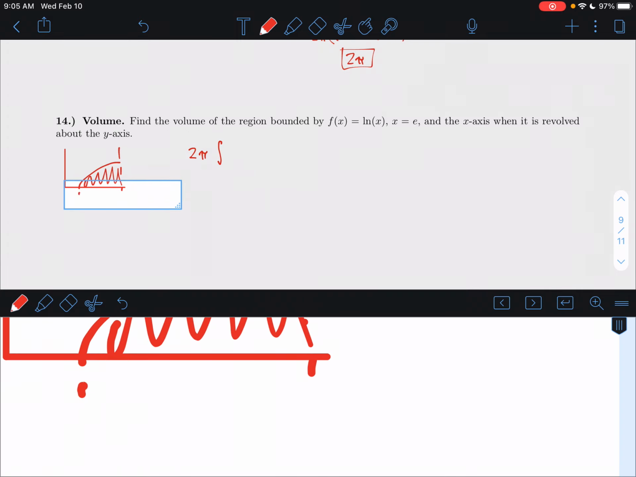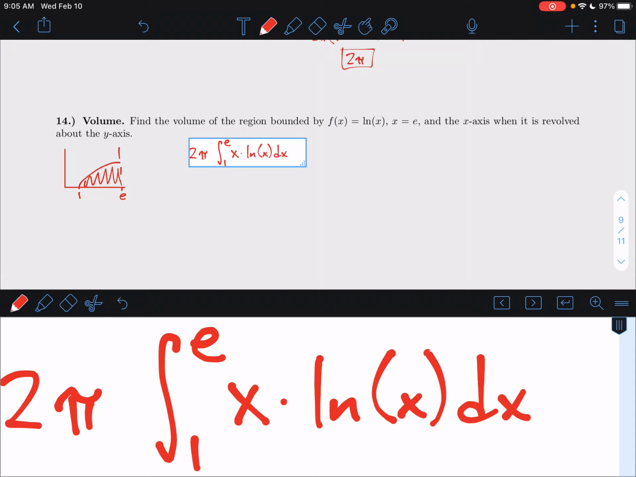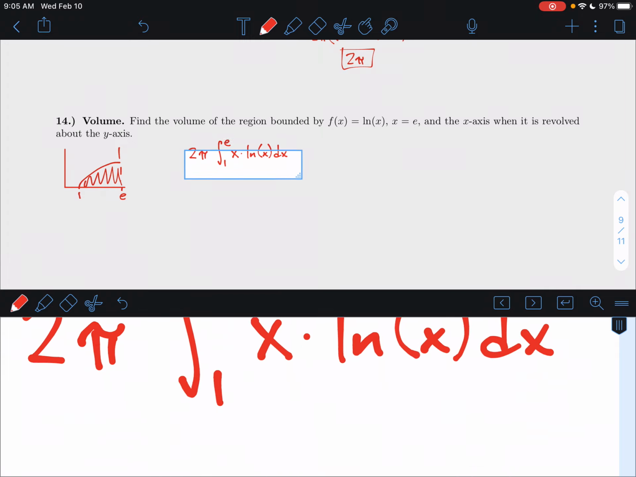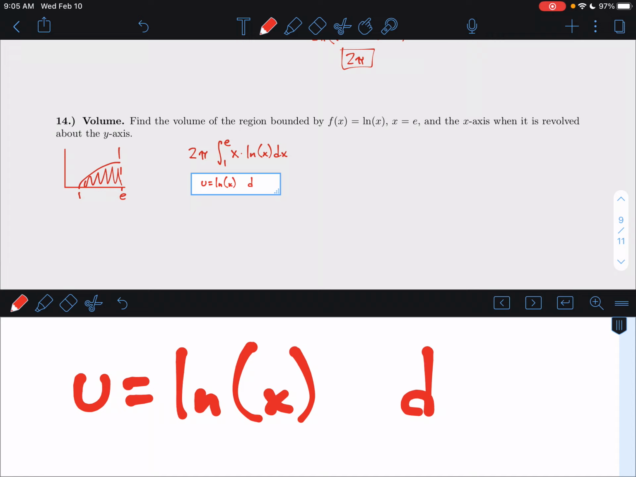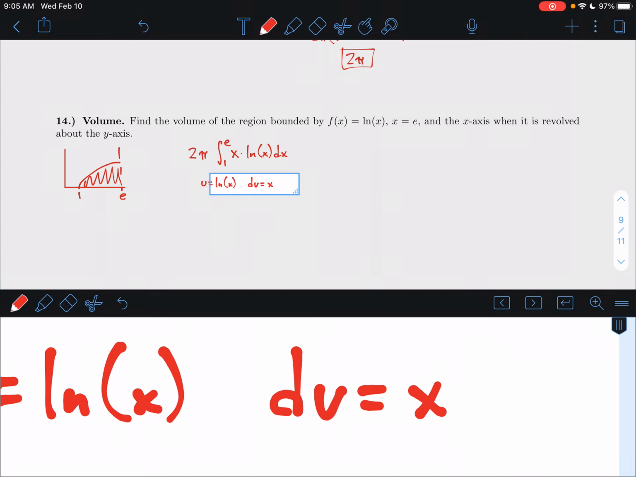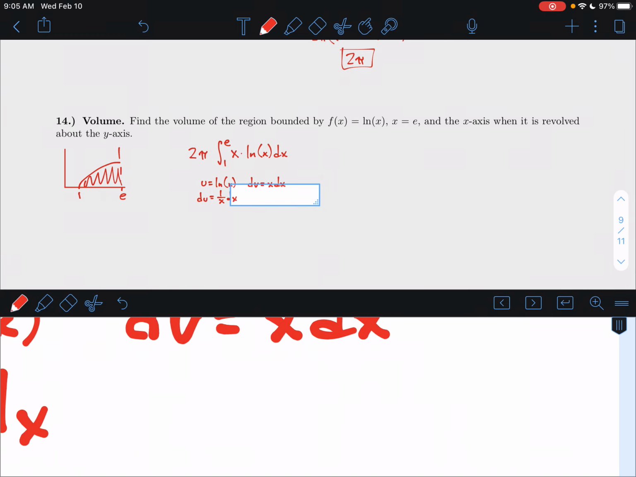So this is the integral from 1 to e of, what is that? It's x times the function, the natural log of x, dx for the shell method. So I have an algebraic and a logarithmic. So logarithmic comes first, which means u equals the natural log of x. dv is x dx. So du is 1 over x dx. And v would be 1/2 x squared.